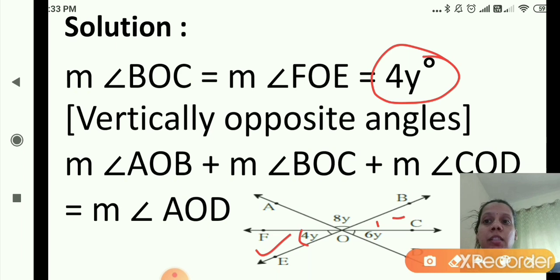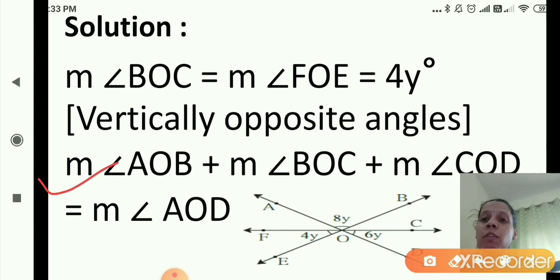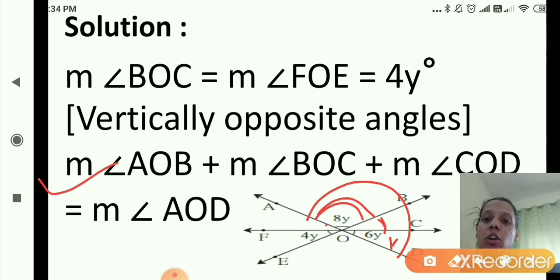Vertically opposite angles. Now in the next step, as you can see here, measure of angle AOB, see this angle, plus measure of angle BOC, this angle, plus measure of angle COD, this angle, is equal to this full measure of angle AOD, correct. Yes, measure of angle AOD is equal to measure of angle AOB plus measure of angle BOC plus measure of angle COD, right. So we have written this, then we will put the values.